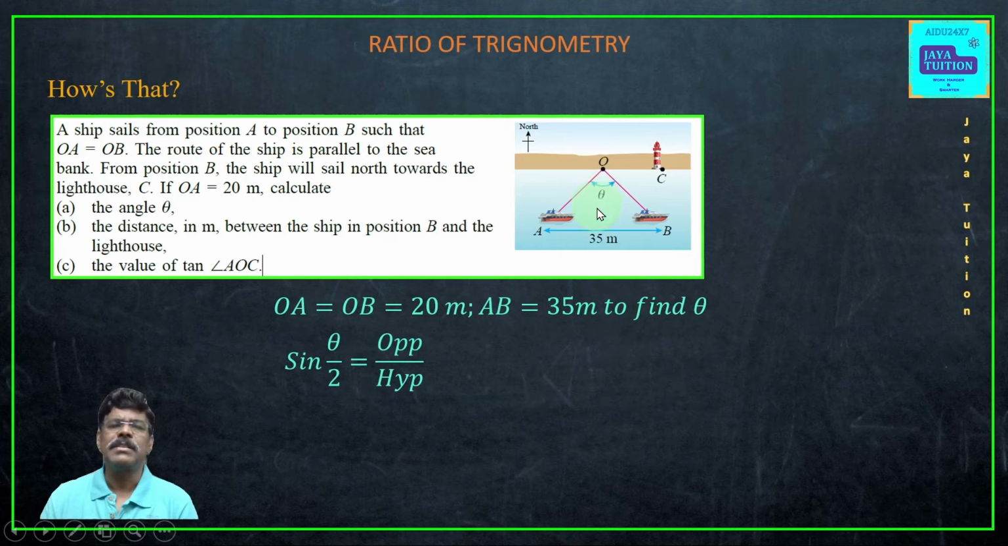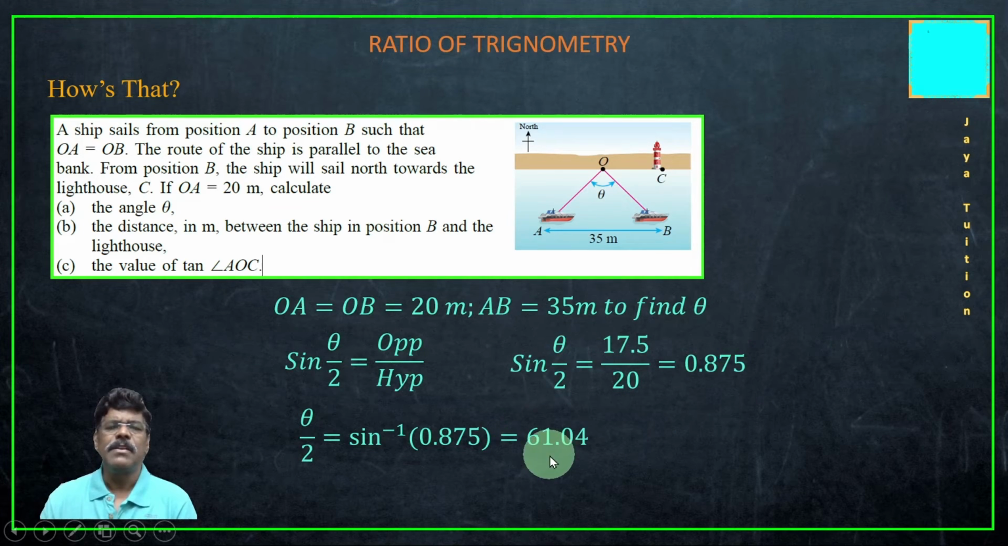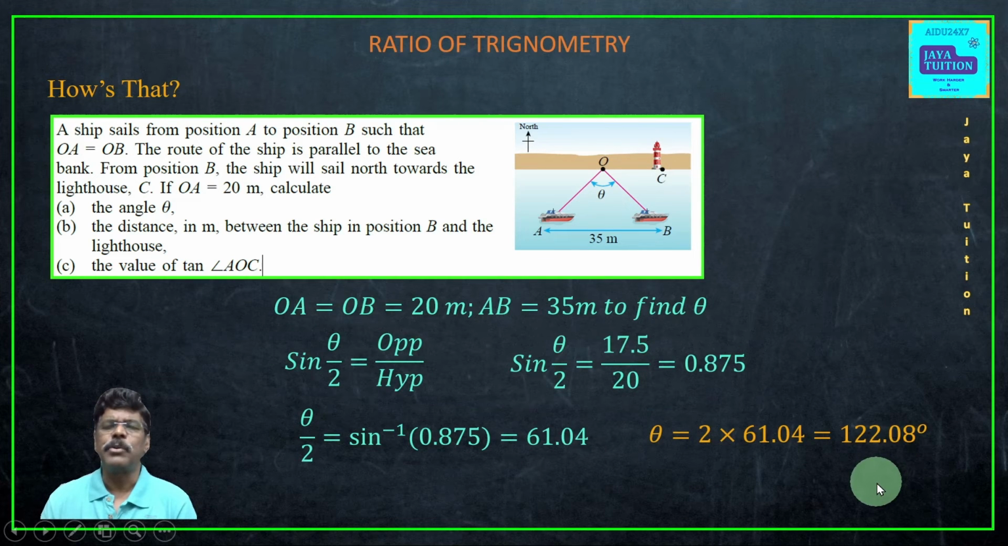If this angle becomes theta by 2, sine of theta by 2 is equal to the opposite side upon hypotenuse. That is nothing but this opposite side, 35 divided by 2, which is 17.5, divided by the hypotenuse, which is 20. The value comes out to be 0.875. Hence, theta by 2 is equal to sine inverse of 0.875, which comes out to be 61.04 degrees. Multiplying by 2, theta comes out to be 122.08 degrees. Therefore, the first answer, theta, is 122.08 degrees.